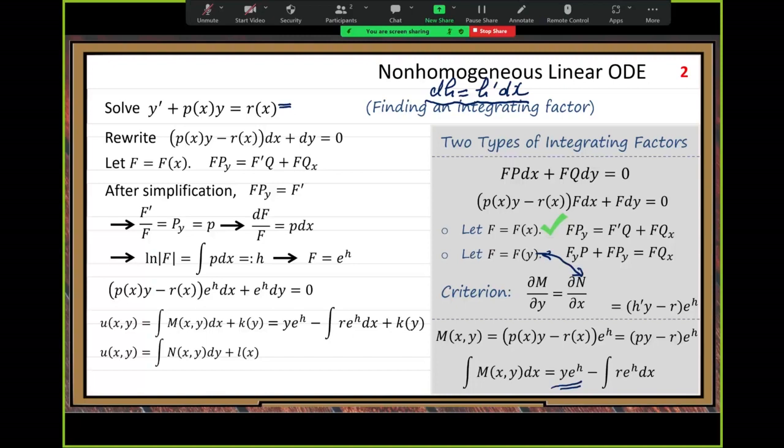The n function is much easier, right? This is the n function, all right? Integral with respect to y. This whole e function, e to the h, only contains x, no y. So the integral is just y times e to the h plus the L function. So the last step, write the whole u function out.